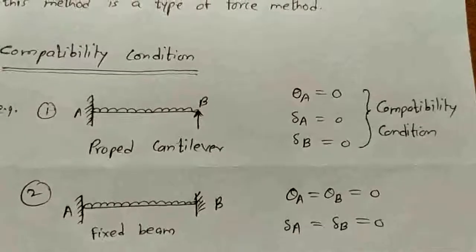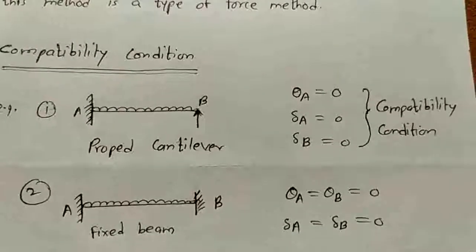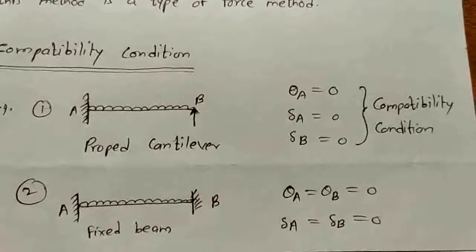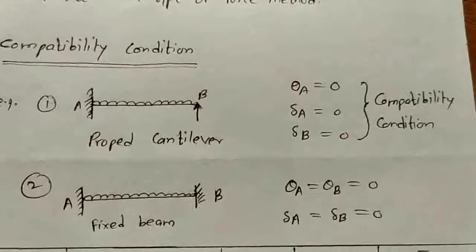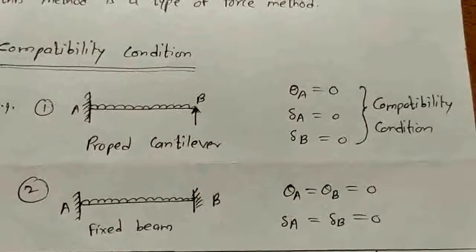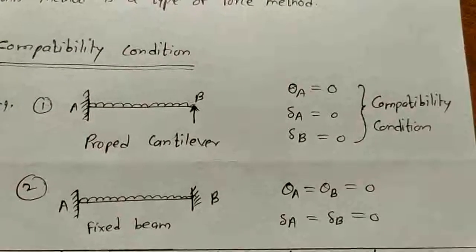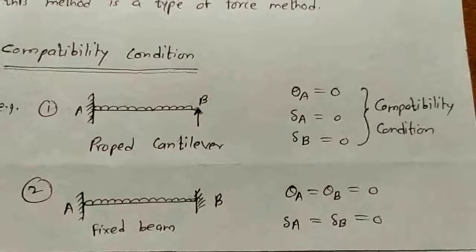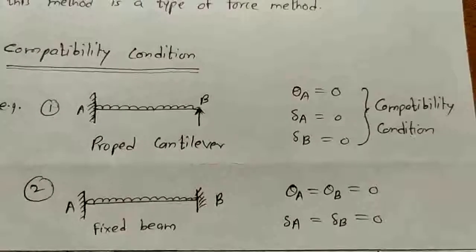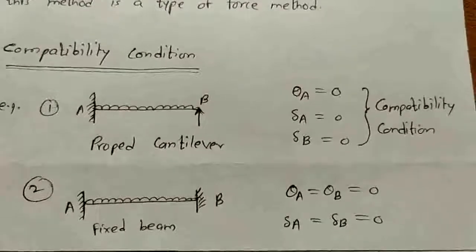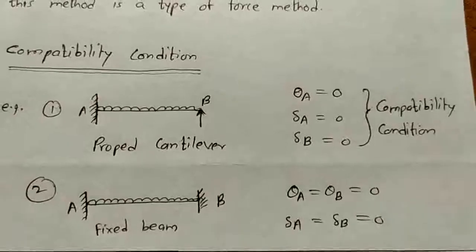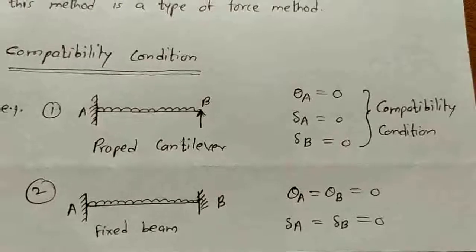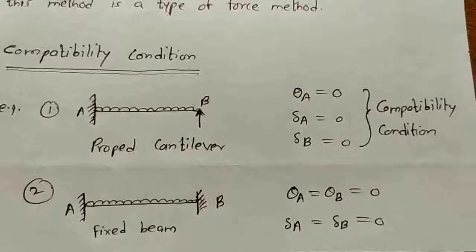Of course at A and B there are supports, that's why deflection at the support must also be equal to 0. In the same way in the second example, that is the fixed beam, as A and B are fixed supports, theta, that is rotation, must be equal to 0. And of course delta A and delta B are also 0 because at A and at B there is a support. So these are the compatibility conditions which we will use while analyzing a structure by the consistent deformation method.